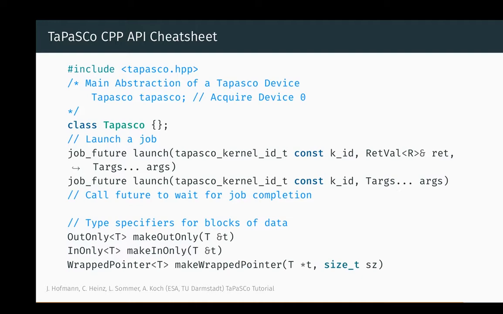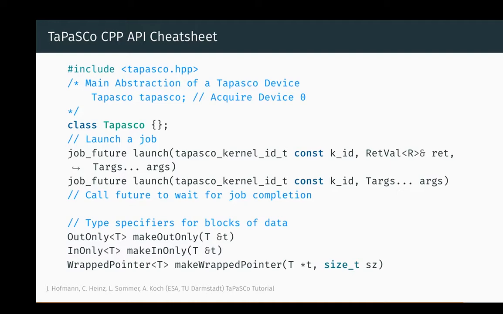So for the C++ API, the very basic thing it all starts from is this class TaPaSCo. And what we need right now is 3 things. We need to put data into the FPGA memory, we need to get data out of the FPGA memory, and we need to tell our cores to start, to actually execute something. Starting a core in TaPaSCo is called launch. So there's 2 different launch commands, as you can see up here.